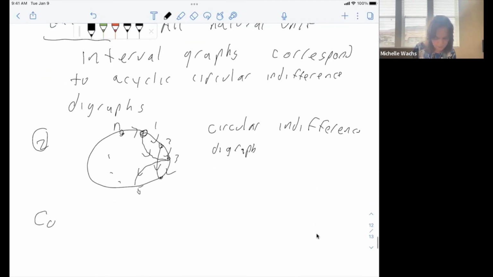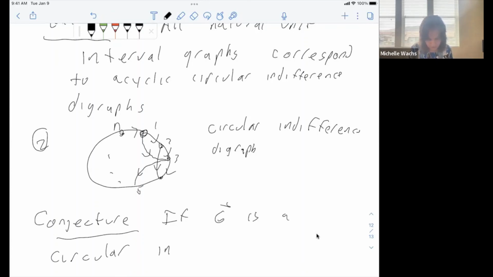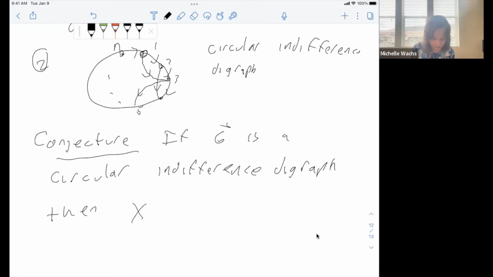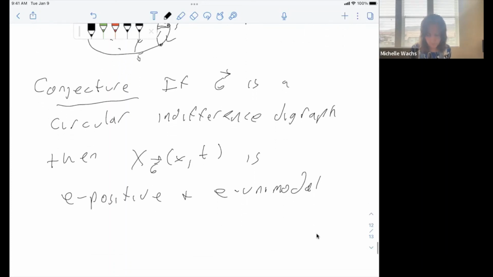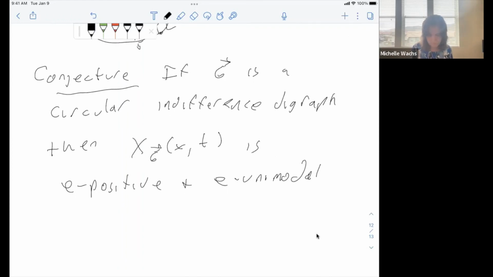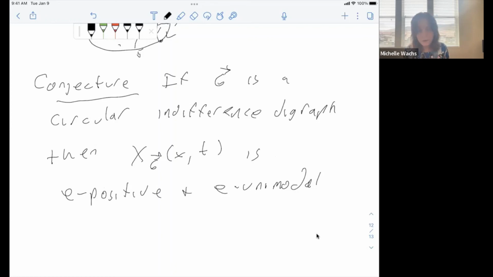So the conjecture now is that if G is a circular indifference digraph, then X_G(x,t) is e-positive and e-unimodal. Okay, so this is more general than any of the other refinements of the Stanley-Stembridge conjecture.